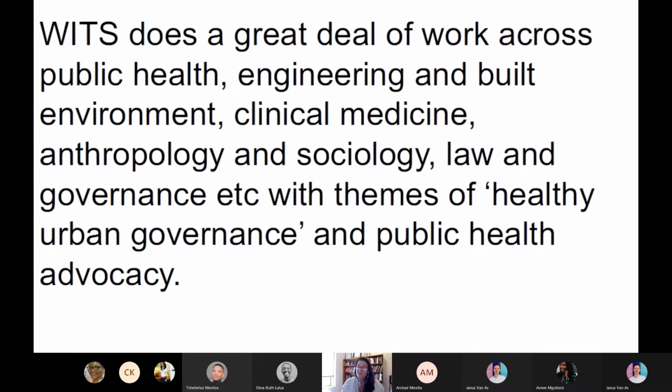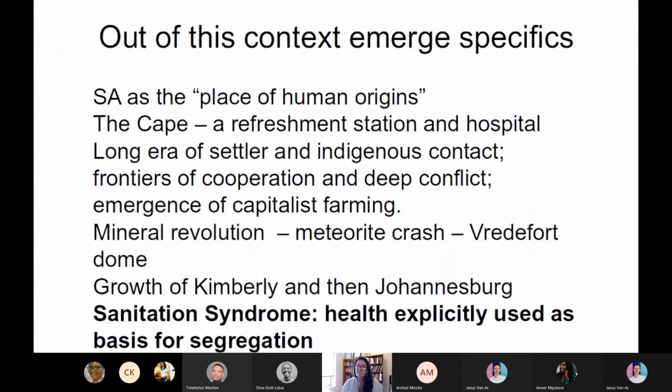And Wits, as you all know better than I do, does a great deal of work across public health, engineering, built environment, clinical medicine, anthropology, sociology, law, governance, with the theme of healthy urban governance and public health advocacy as some of Wits's most outstanding characteristics, crossing over the boundary of clinical medicine, nursing, clinical laboratory science, and then its impact on people, on the communities, and on the world.